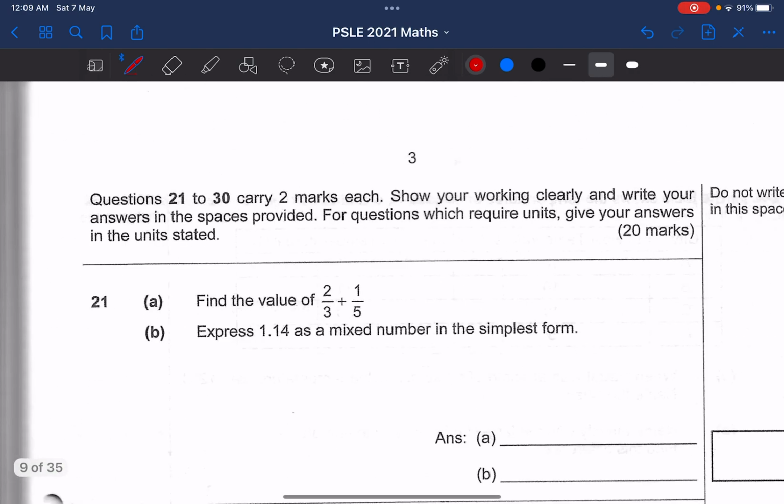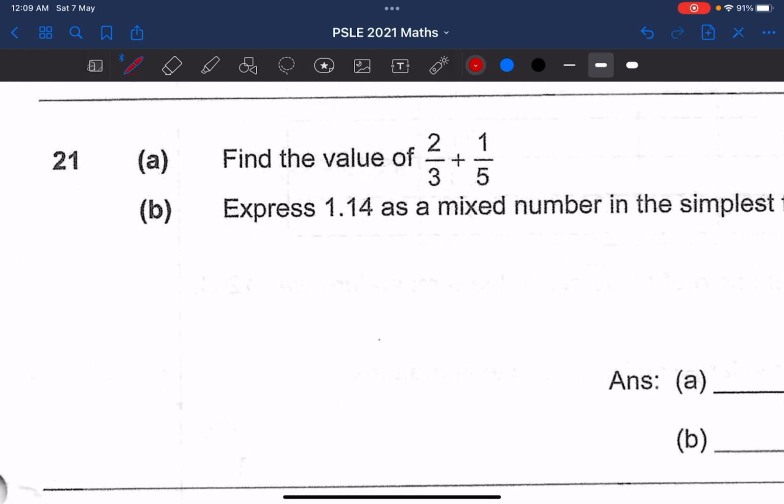Now let's go on to 21. Now you see that 21 to 30 is now back to the 2-mark game here. So this is a game where you have to spend effort doing it carefully. You have 2 choices. Either you get the 2 marks or you lose the 2 marks. Right. So let's go on to question 21A.